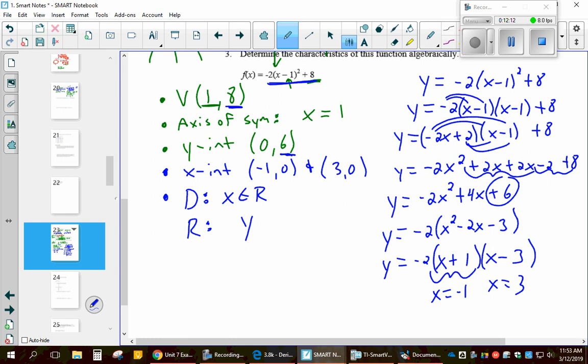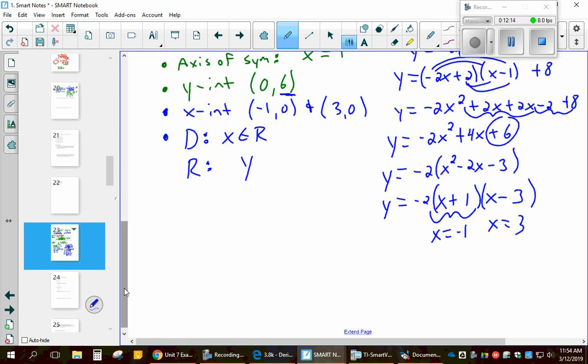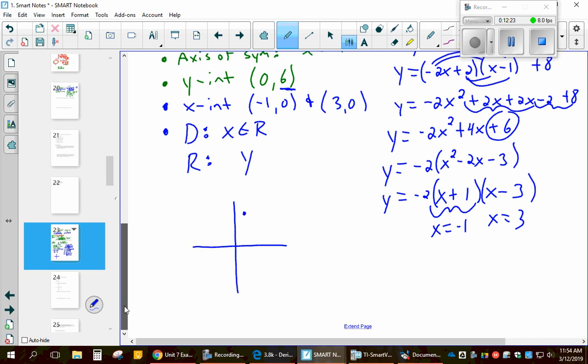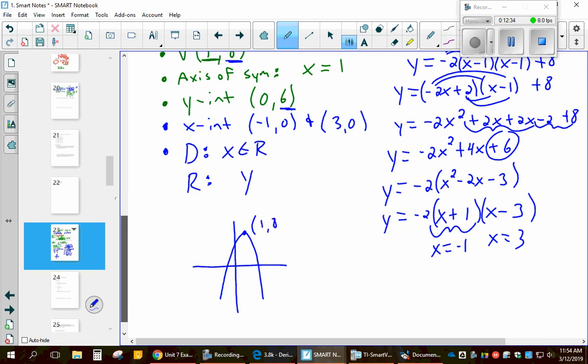Just sketch this out quickly. That's what I find for the range is the best thing to do here, just sketch it out quickly. We just drew something that opens down and has a vertex at 1 comma 8, and then passes through negative 1 and 3. So it came up here and then came down, and this was at 1 comma 8. So y has to be always below this point, right? So y has to be lower than, what's the better way to say that? Less than or equal to 8.